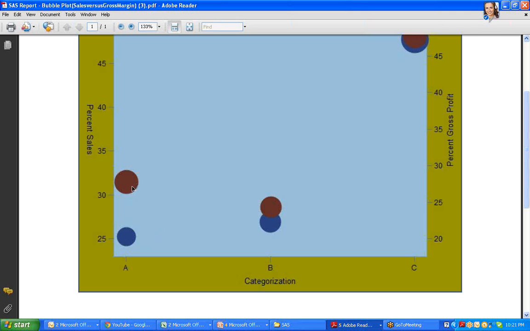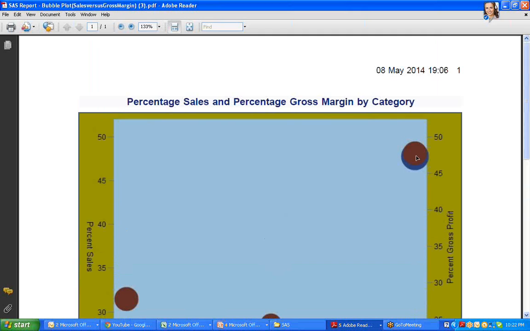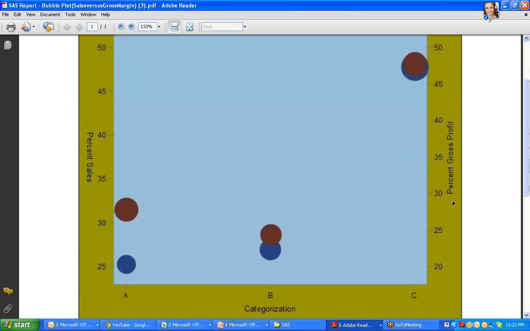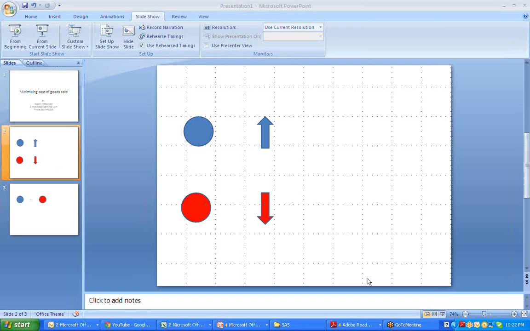Intuitively, both the bubble sizes should be equal and close to each other. However, here we see that the red bubble size is significantly larger than the blue bubble size for category A, which indicates a higher degree of profitability. But in the case of category C, the red bubble size is significantly smaller than the blue bubble size, which indicates that the profitability of category C items is a lot lower. In case of B, it is quite close.